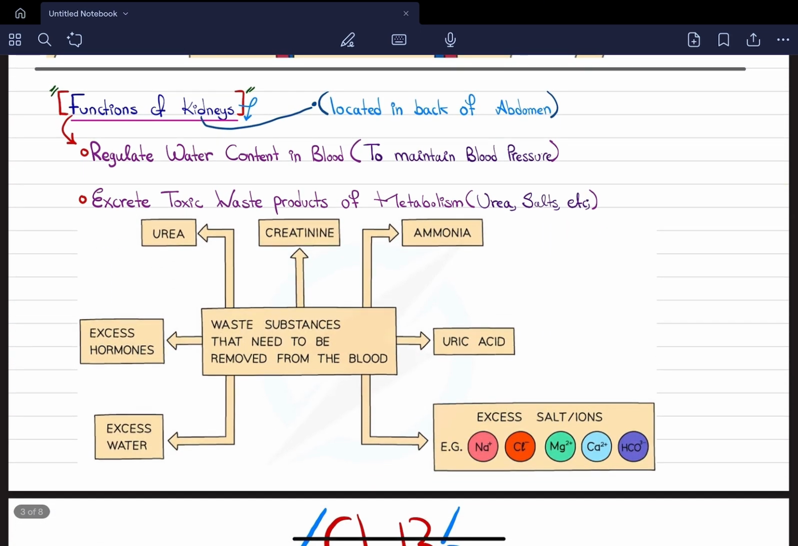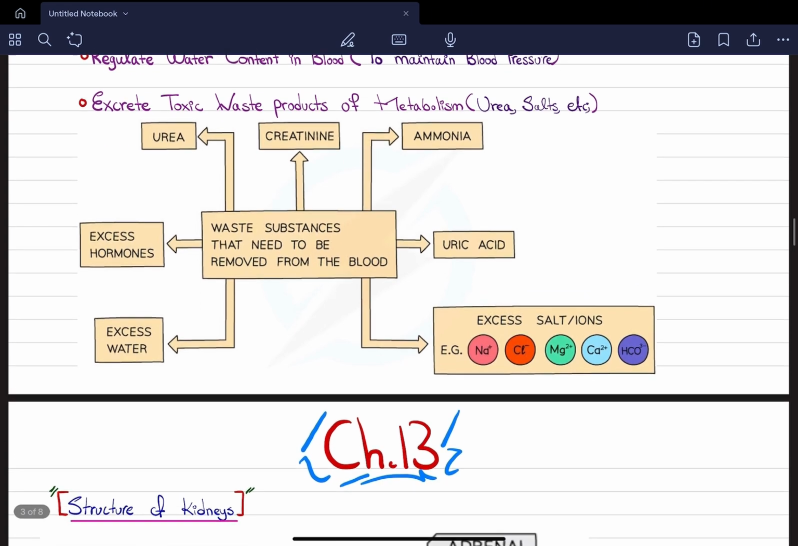The kidneys are located in the back of our abdomen. The functions of them: the first one, they regulate water content in the blood. This helps to maintain blood pressure. They also excrete toxic waste products of metabolism like urea, salts, and etc. So waste substances that need to be removed from the blood include urea, creatine, ammonia, uric acid, excess hormones, excess water, and excess salt and ions. These could exist as sodium, chlorine, magnesium, calcium, and hydrogen carbonate.